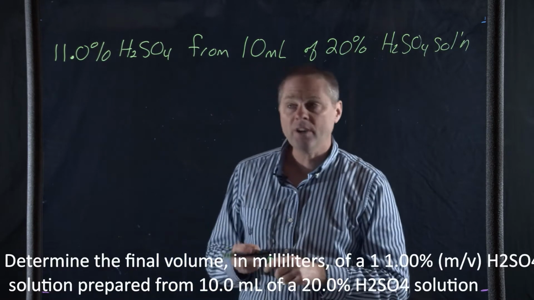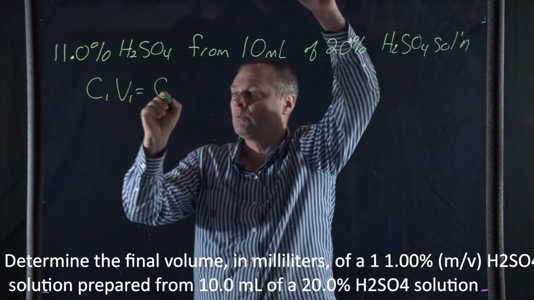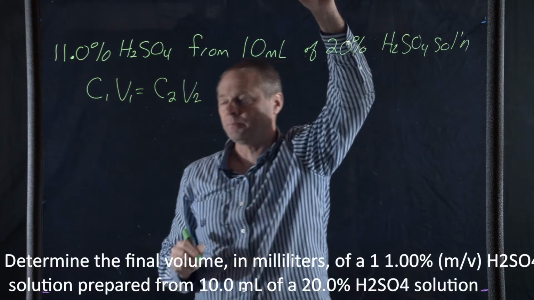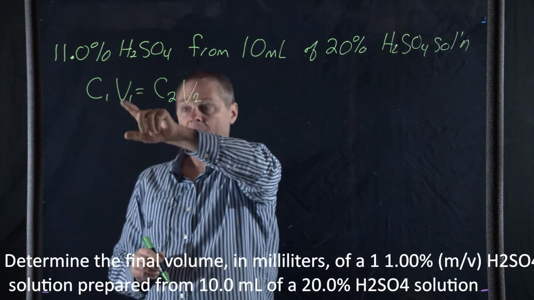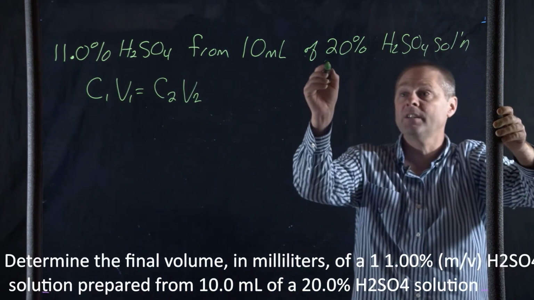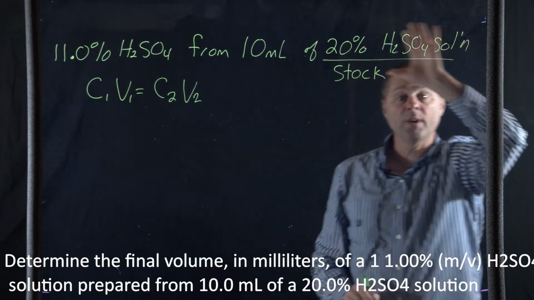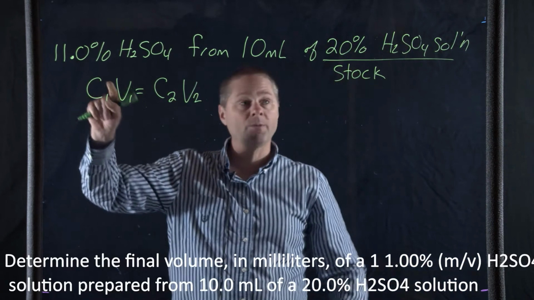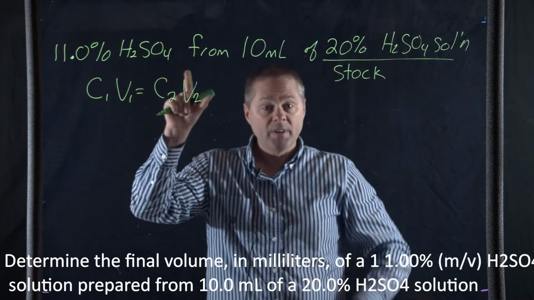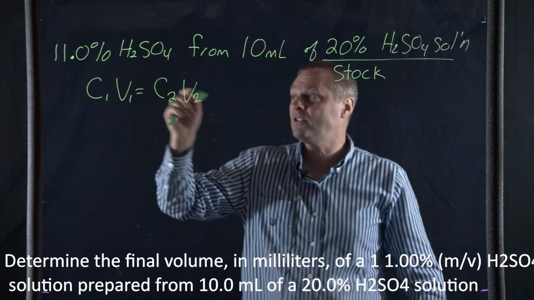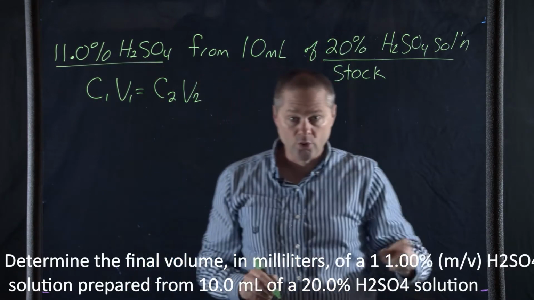The equation for the dilution is C1V1 equals C2V2. C1 is going to be the concentration of the stock. This is what it's coming from. So C1 is going to refer to the greatest concentration, which is what this is. C2V2 is going to deal with this portion, and that is the dilution.